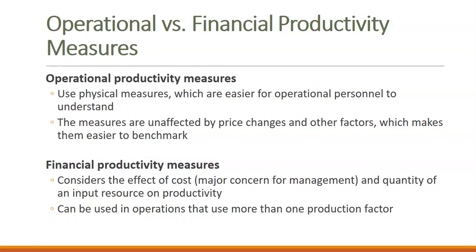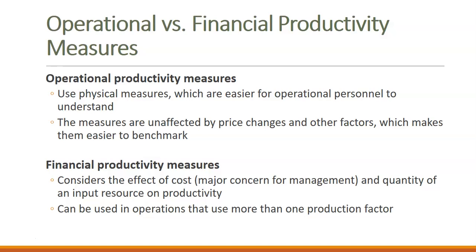The operational versus financial productivity measures. So the operational uses physical measures. These are unaffected by price change. This also makes them easier to benchmark. So when we're just looking at the productivity as a quantity output or a physical measure output, they're easier to measure and easier to benchmark against each other. When we're looking at our productivity measures, we want to benchmark against our own historical information, and we can benchmark against the productivity of other measures.